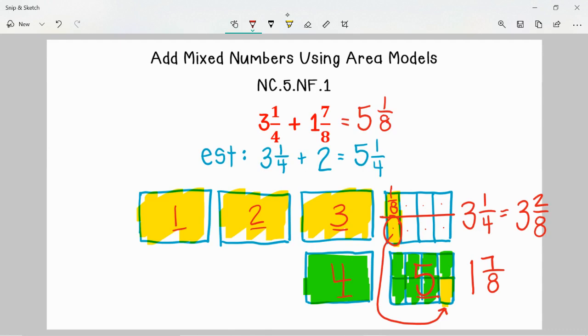And when I compare this actual answer of 5 1/8 to our estimated answer of 5 1/4, I know it's reasonable since those are both pretty close to each other. I also remember that when we estimated, we said we knew our answer would be close to 5 1/4, but actually a little bit less than that based on how we had estimated the 1 7/8. And I know that 5 1/8 is a little less than 5 1/4. So I know this answer is very reasonable. And this is how we can use area models to add mixed numbers.